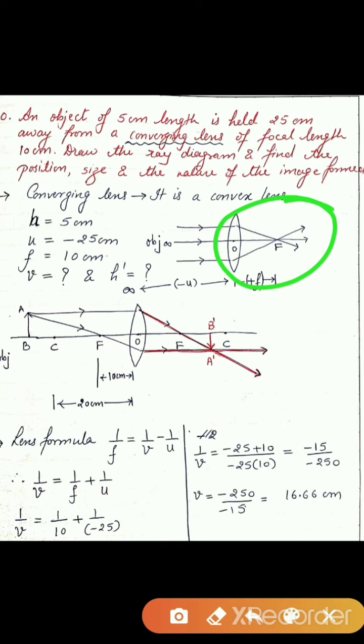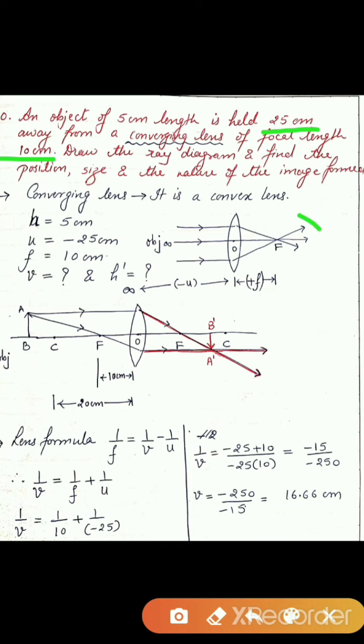Here directly they have not written the name of convex lens, but they have mentioned that we are having a converging lens. So you should understand that we are having a convex lens. They are placing an object at a distance from the lens. The height of the object is 5 centimeter and the object is kept at 25 centimeter distance from the lens. The focal length of the lens is also given. You have to draw the ray diagram and find the position, size and nature of the image formed.